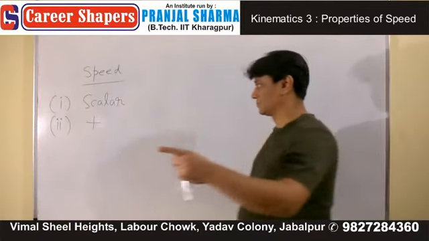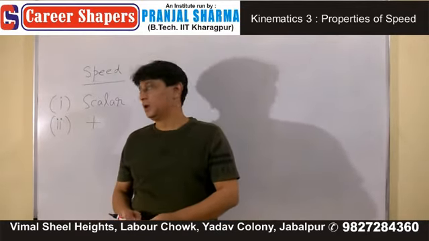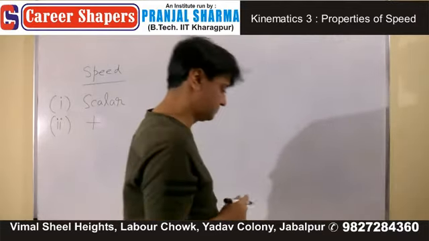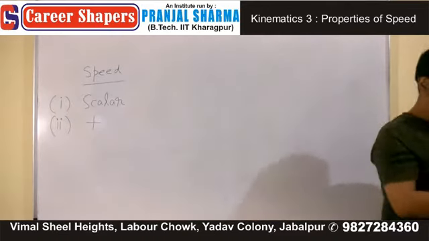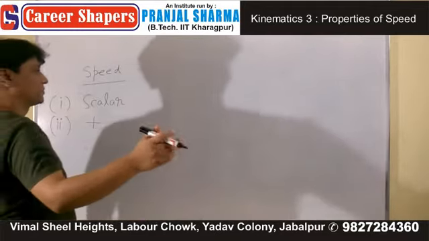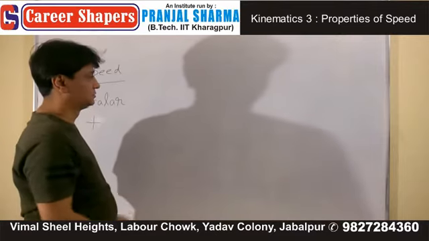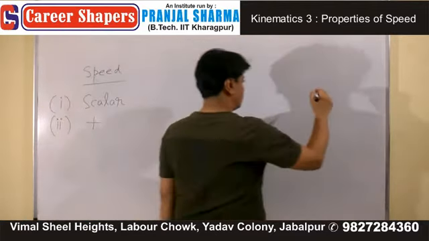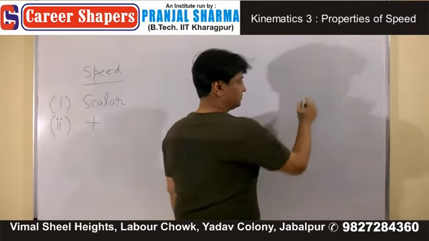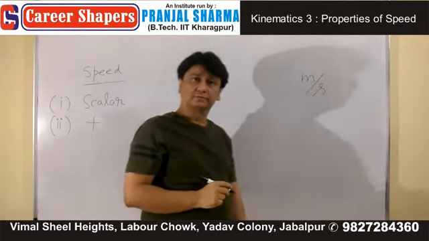Now again, the next point is the dimensional formula. Write down the dimensional formula of speed in the comment box. Again, something very elementary, and you can do that. And those who have no idea of the dimensional formula, look here. The unit is meters per second.